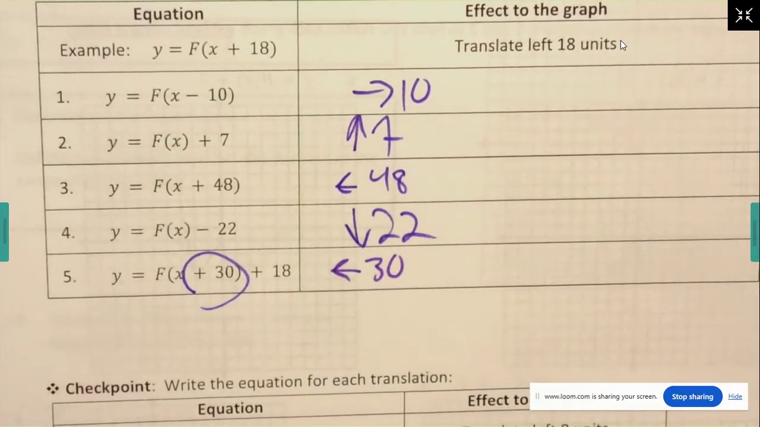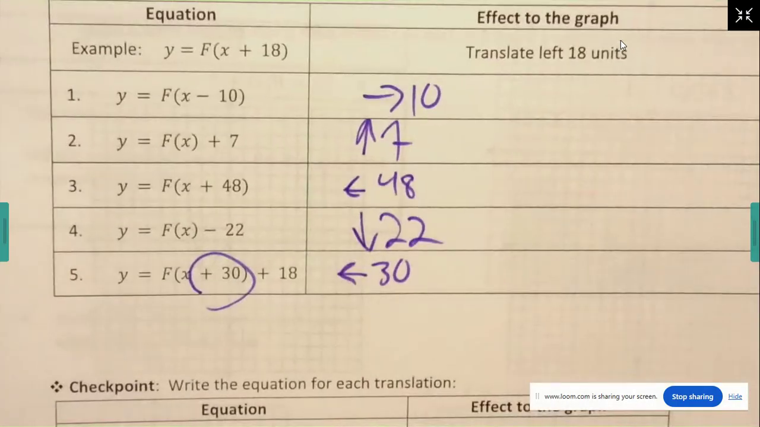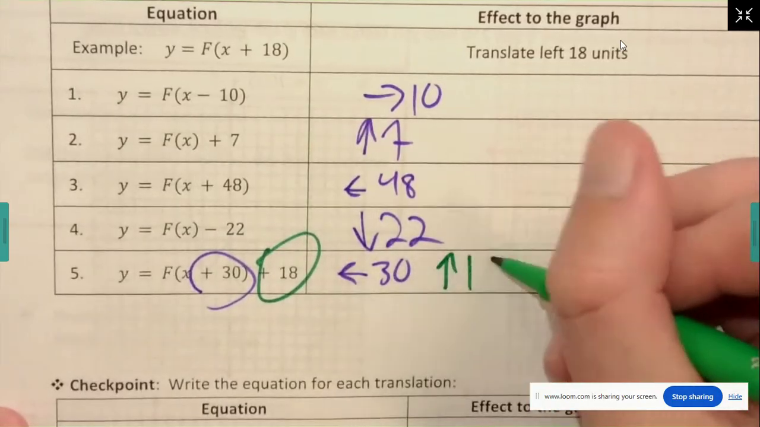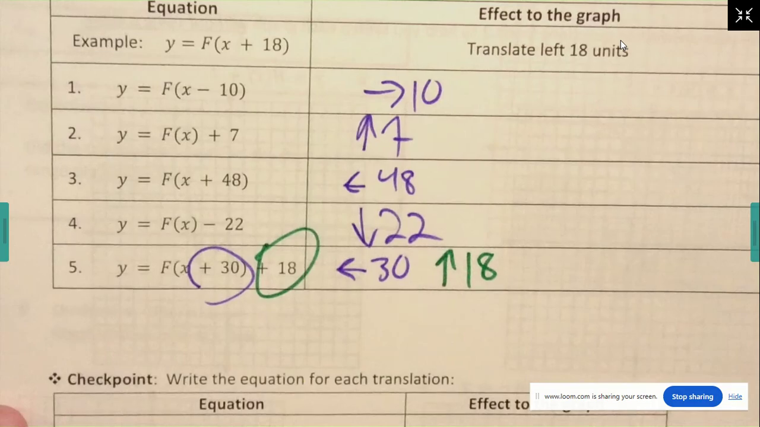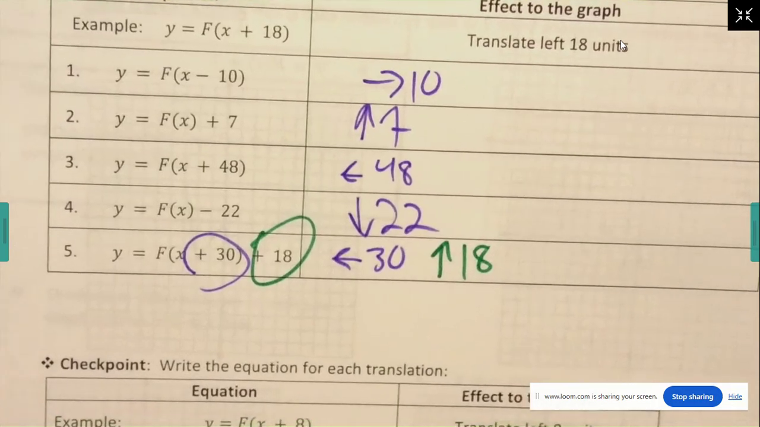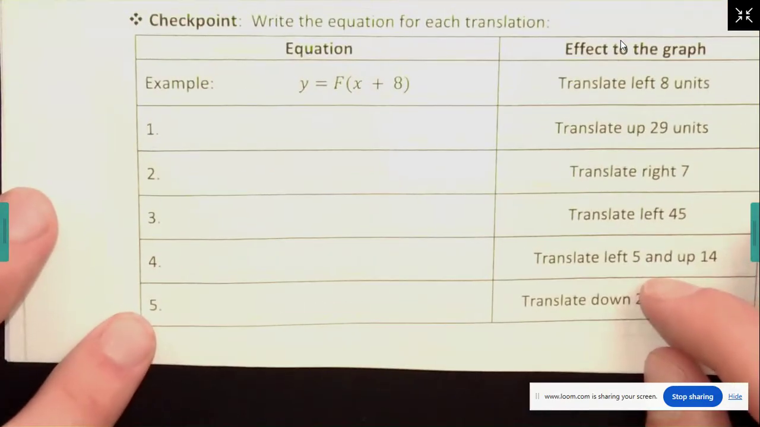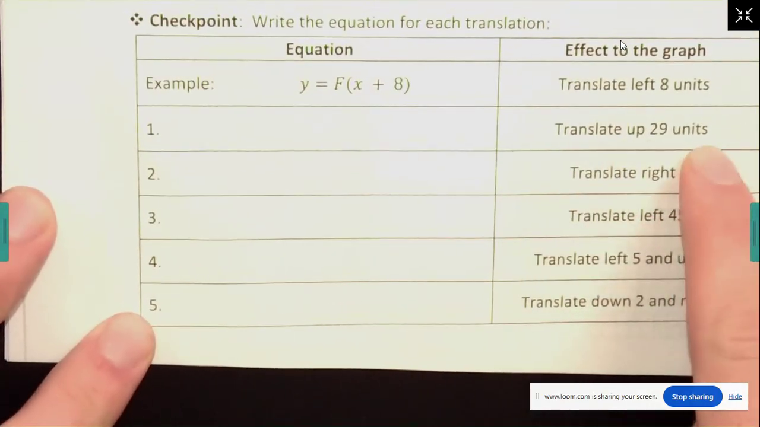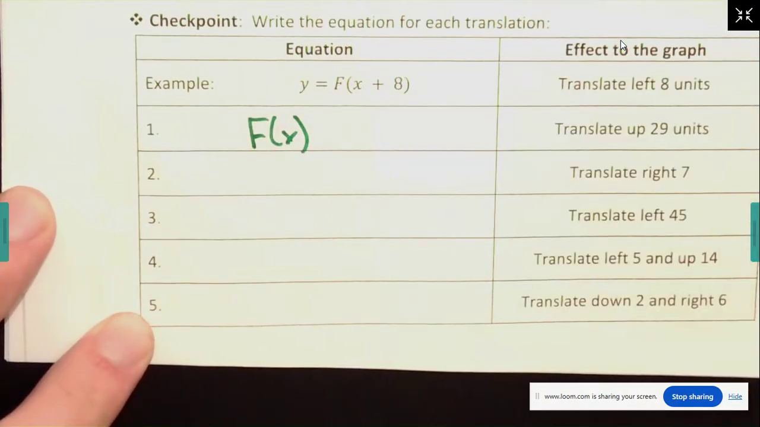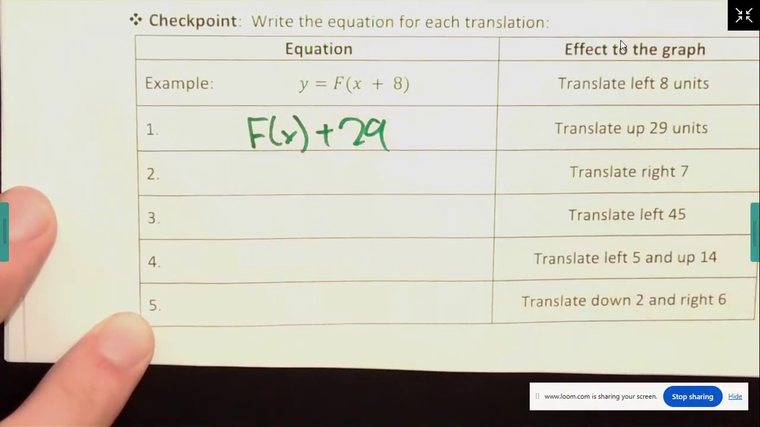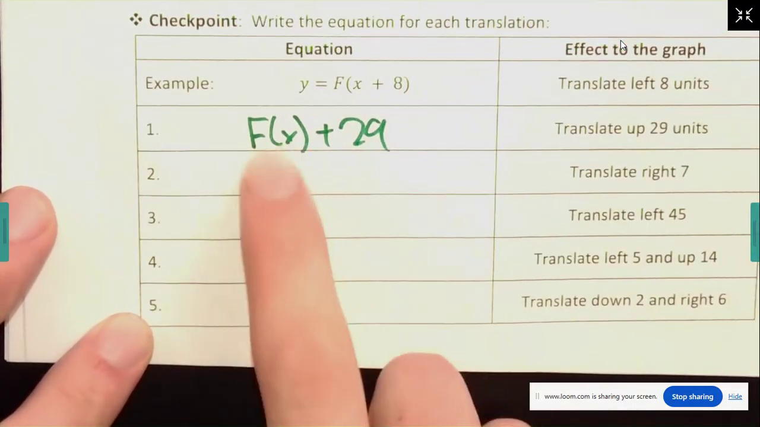I have the plus 18. That's on the outside. That's straightforward. I'm going up 18. Okay. So let's fill out these as well. Okay. If I'm going up 29 units, I know that that's going to be on the outside and straightforward. So I'll do f of x plus 29, and that plus 29 will be outside of the parentheses.